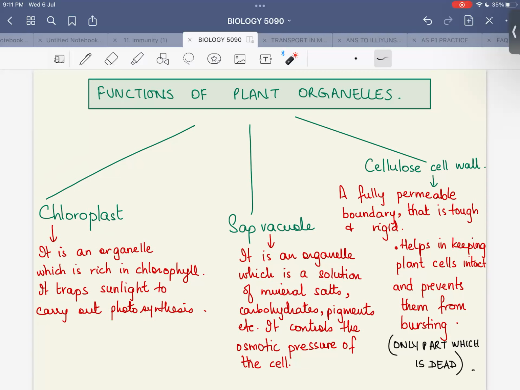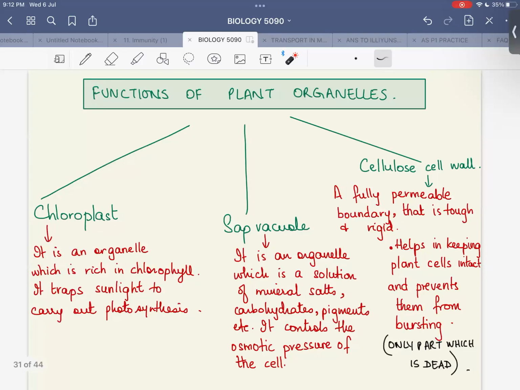Another thing we should not forget is that the cellulose cell wall is the only part of the cell, specifically when we're talking about the plant cell, which is dead. So besides the cell wall, every other part of the plant cell is living. It's not dead. With that, we are done with the functions of plant organelles.